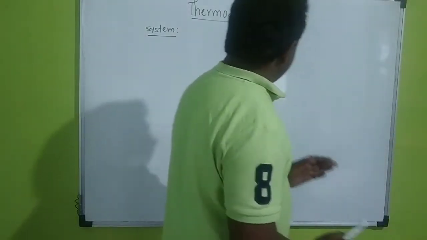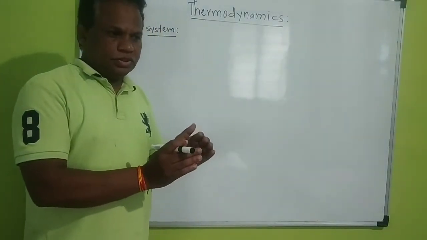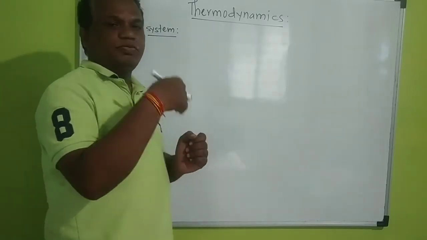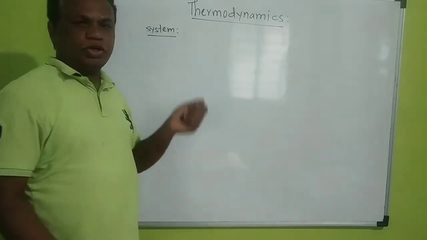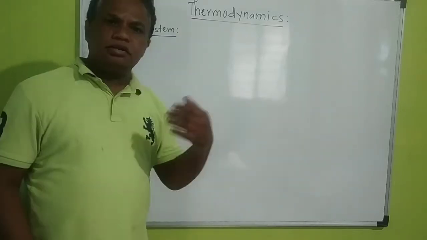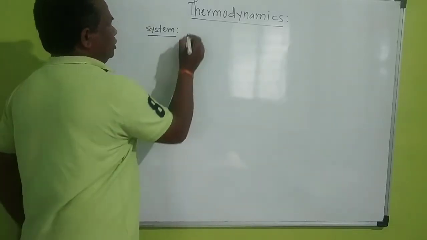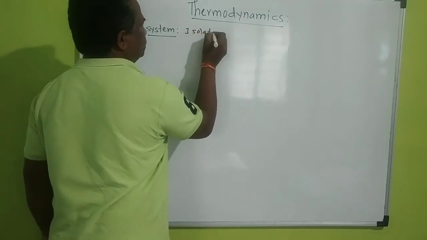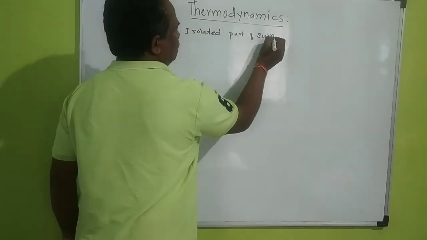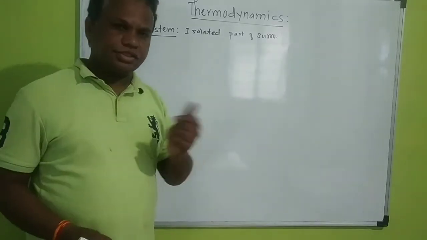Whatever you consider, the system is a part of the universe under study, where we can study how much amount of energy has been exchanged with respect to the surrounding, taken in and given out again. So what is the system? The system is the isolated part of the surrounding, the separated part of the surrounding or nature, where we can study the heat exchange.